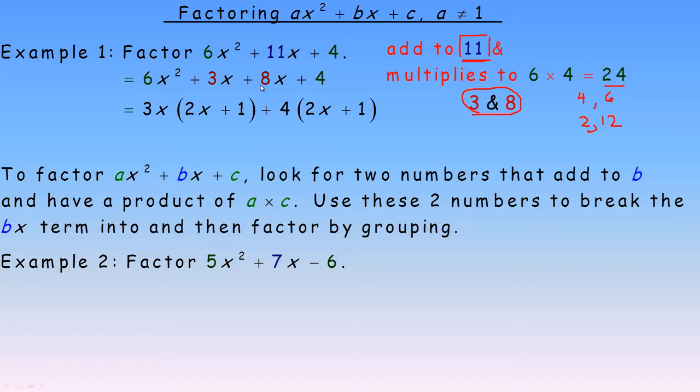The last 2 terms, 8x and 4, there's a common factor of 4 there. So I can factor a 4 out. If 4 comes out, 8x divided by 4 is 2x, and 4 divided by 4 is 1. Notice what's in here and here are the same. And under factoring by grouping, if you chose the wrong 2 numbers, like if you use 4 and 6 or 2 and 12, for example, then these wouldn't end up being the same.